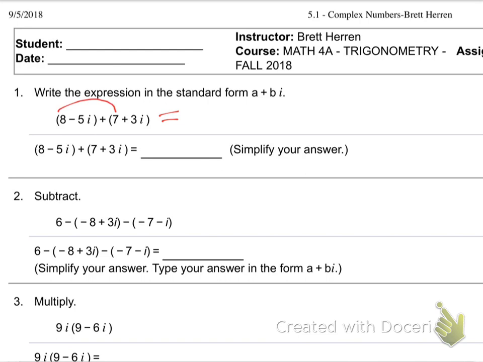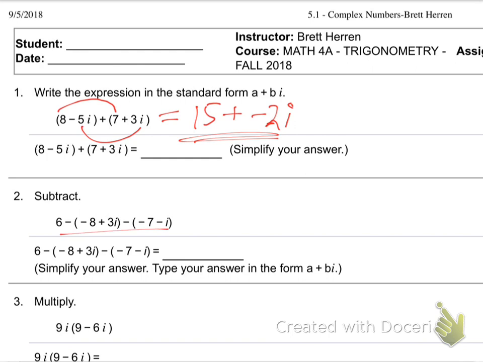All right. 8 plus 7, 15. You just add the real part with the real part, and the imaginary part with the imaginary part: minus 5i plus 3i. I'll just make that minus 2i. Done. There it is. Just add the real with the real, the imaginary with the imaginary, just like terms. Totally what you would do.